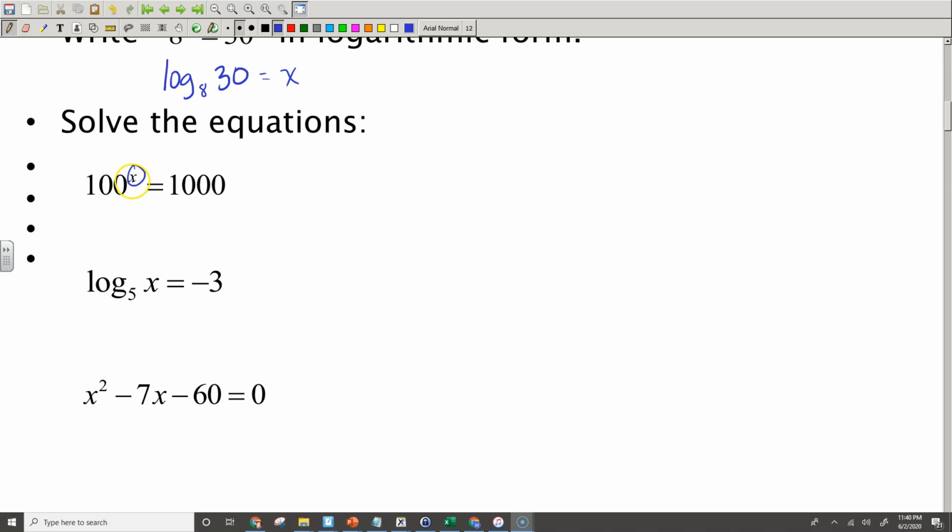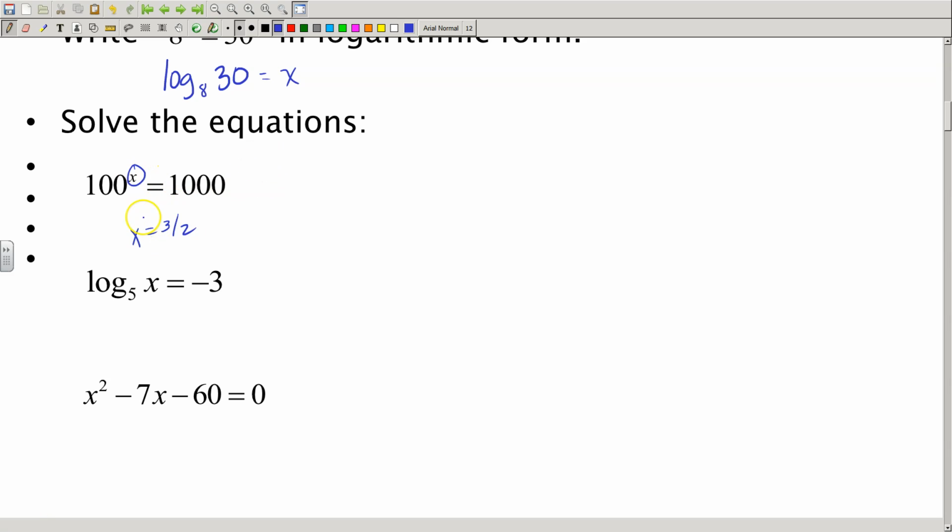So if you fiddled around with this, you would know that this number right here, x, is going to be 3/2. So that's to say that 100 raised to the 3/2 is equal to 1,000. So you could have used trial and error there and just plugged in numbers until you got 1,000. You could have thought about exponent properties: if I start with 100, what could I do to 100 to get to 1,000? So certainly we could multiply by 10, and that would get to 1,000.